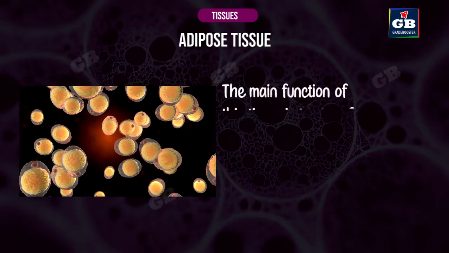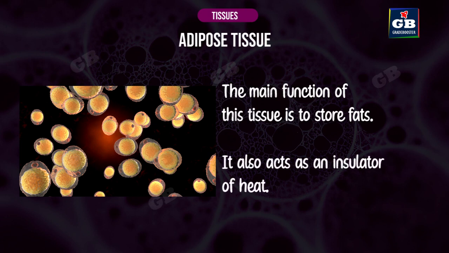The main function of this tissue is to store fats. It also acts as an insulator of heat. This is all about the connective tissues in animals.